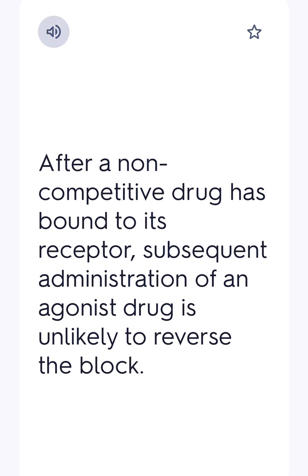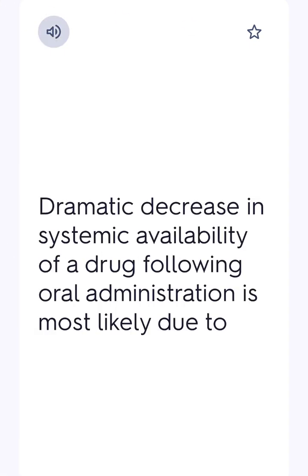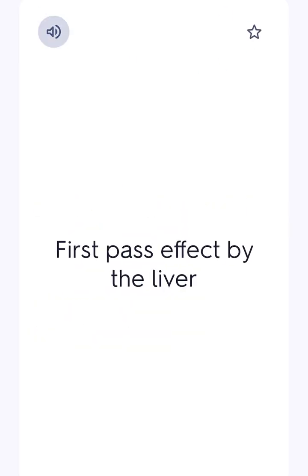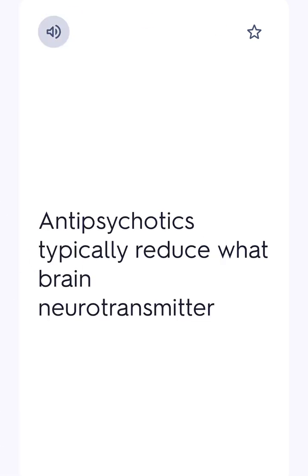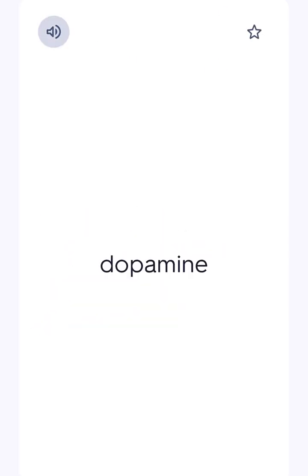After a non-competitive drug has bound to its receptor, subsequent administration of an agonist drug is unlikely to reverse the block. True. Dramatic decrease in systemic availability of a drug following oral administration is most likely due to first-pass effect by the liver. Antipsychotics typically reduce what brain neurotransmitter? Dopamine.